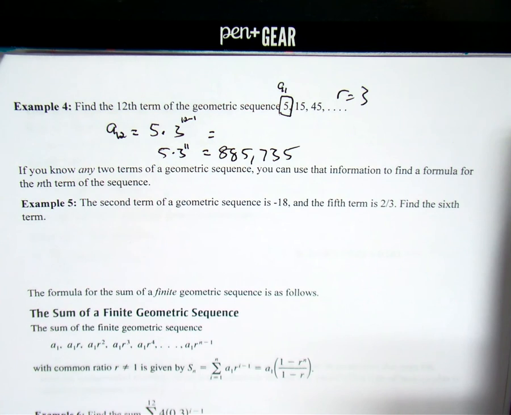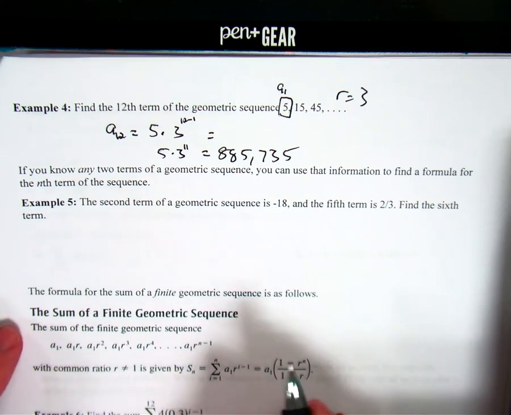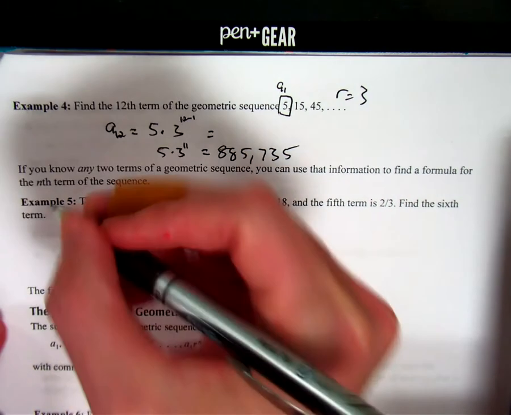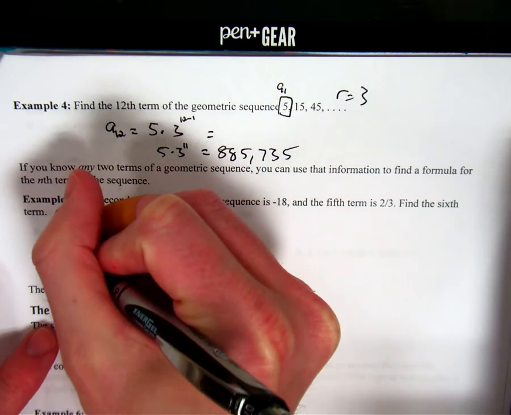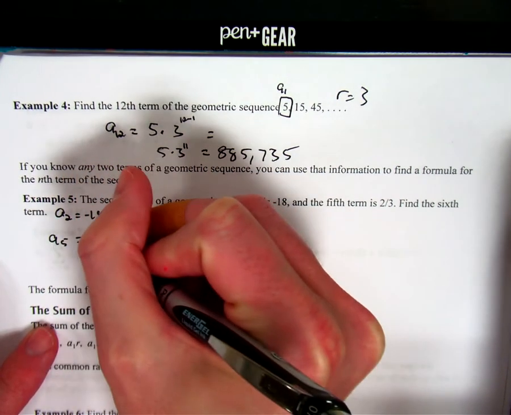If you know any two terms of a geometric sequence, you can use that information to find the formula for the nth term. Okay, the second term of a sequence is negative 18, and the fifth term is 2/3. Find the sixth term. All right, so this one's going to be a little interesting. Okay, so A2 equals negative 18, and A5 is 2/3.